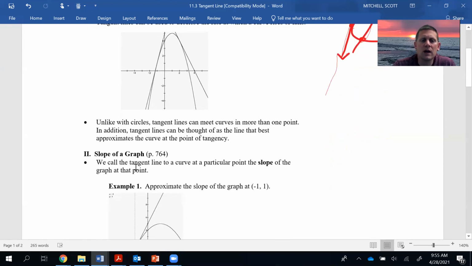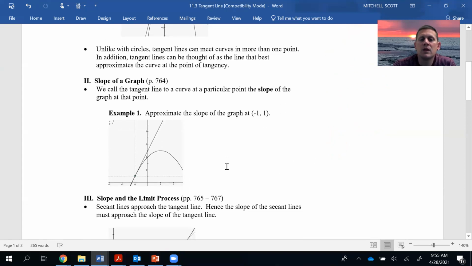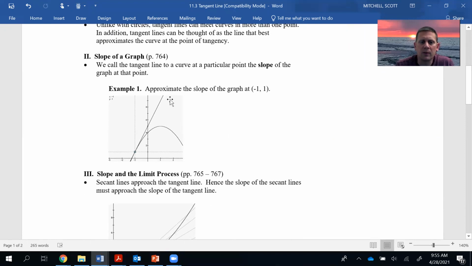So the slope of a graph, we call the tangent line to a curve at a particular point, the slope of the graph at that point. So what it wants us to do here, for this example, we have a parabola. We have a tangent line that intersects right here. And we want to find out the slope right here at that point. So here's your point. Find the slope. So we have to calculate the slope of this line. Well, if you have a graph, you can just count.